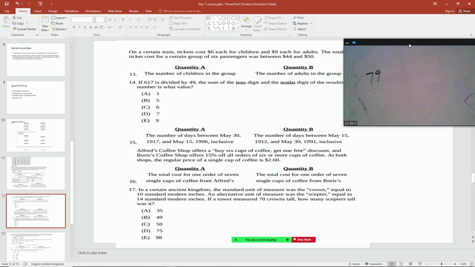Then this is May 15th. It is not up to even 1 year. But for quantity B, it will make 1 year and even have 15 days in excess. So quantity B will be greater. Quantity B will be greater because it started from May 15th and ended May 30th of a different year.